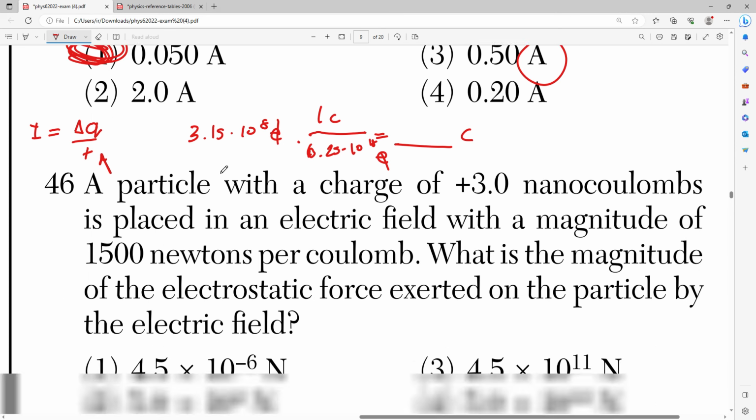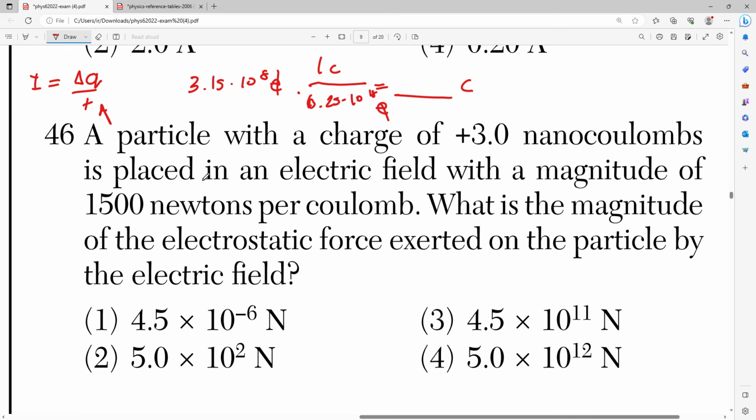That's all. Moving on to number 46, it says a particle with a charge of +3 nanocoulombs is placed in an electric field with a magnitude of 1500 newtons per coulomb. What is the magnitude of the electrostatic force exerted on the particle by the electric field? A lot of big words. Let's just see which ones are important. So it says a particle, and it gives us a charge. So it gives us Q, a charge.